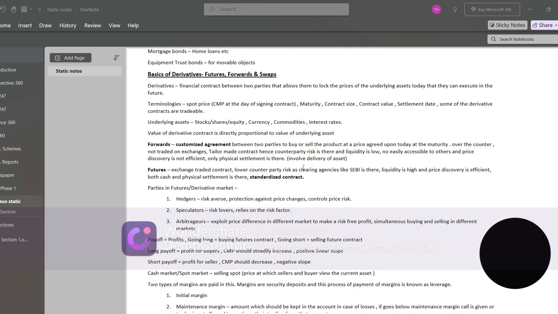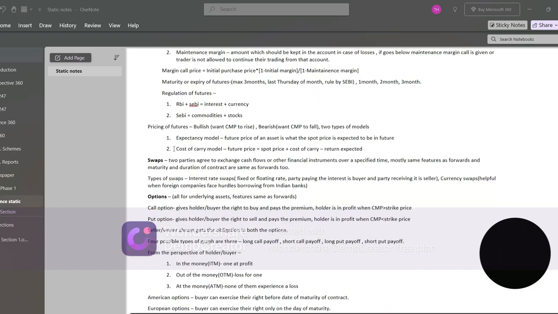The counterparty risk is more and liquidity is low, and it is not easily accessible to others, as there is no such platform where price discovery is available. And only physical settlement is there. For forward agreements, only physical settlement of the asset is there. Now you might ask, for currency or interest rate, can this also happen? For that we have swaps.